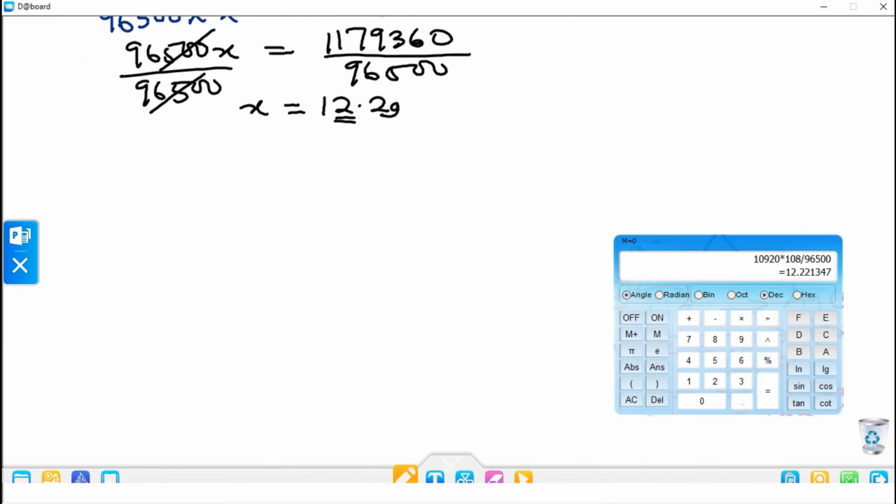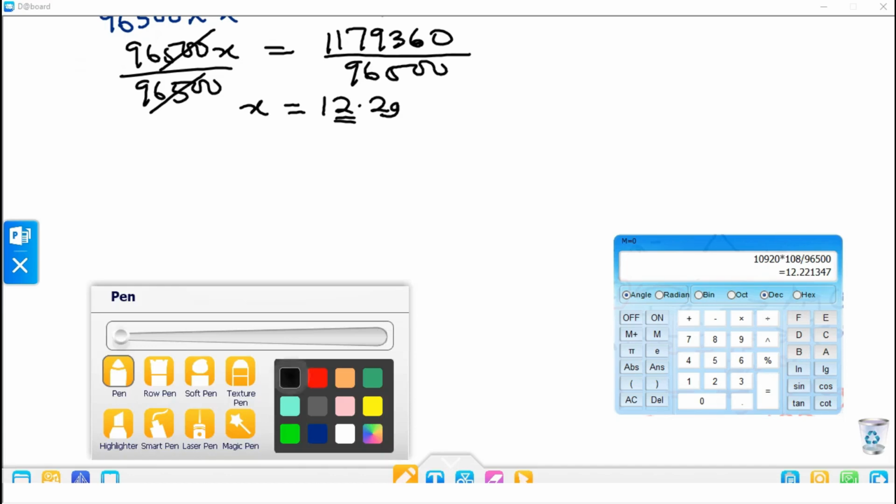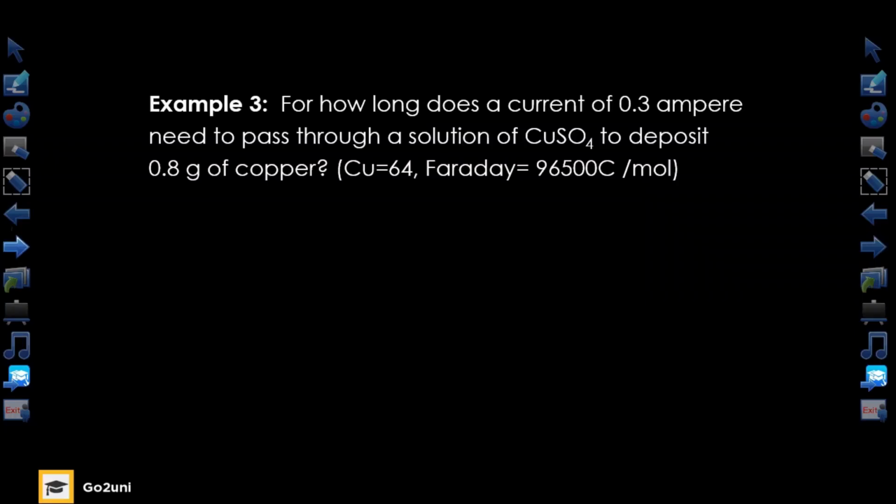Now the next thing we ought to do is to bring out our parameters. We have been given 0.3 amperes. We've been given 0.8 grams of copper. So this is an experiment that has been done. This time around we are not asked to calculate the mass of copper that will be deposited. Already it has been done.